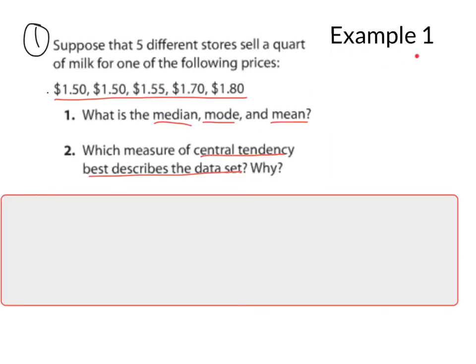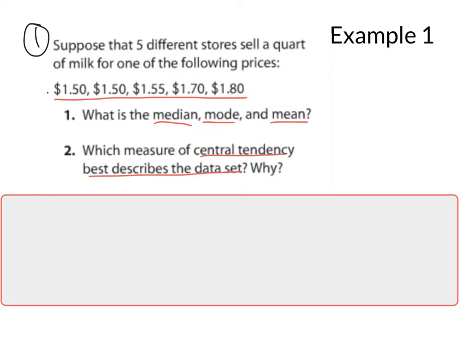Alright, so we're on to example 1. If anything's underlined in red, it should be written in your notebook. Suppose that 5 different stores sell a quart of milk for one of the following prices. So here's our list of numbers. For these numbers, we need to find the median, mode, and mean. I notice that they're already in order, and that's very nice.